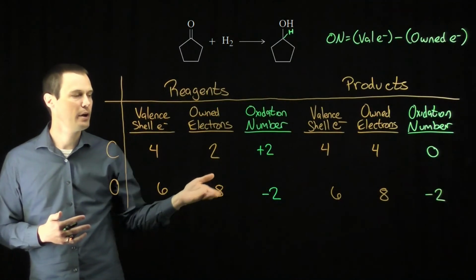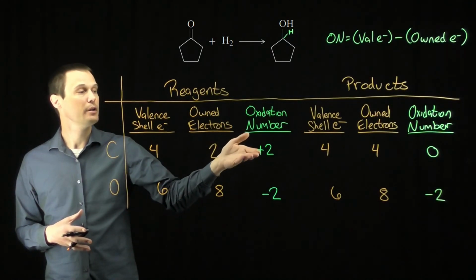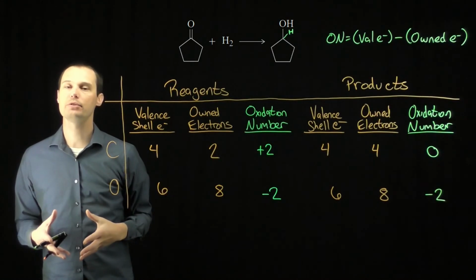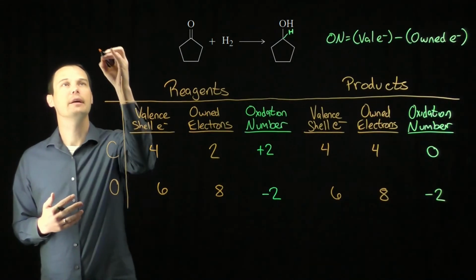Comparing the starting material to the product, the oxygen does not change oxidation state in this reaction. The carbon gains 2 electrons to go from a +2 oxidation state to a 0 oxidation state. That makes this particular reaction a reduction reaction.